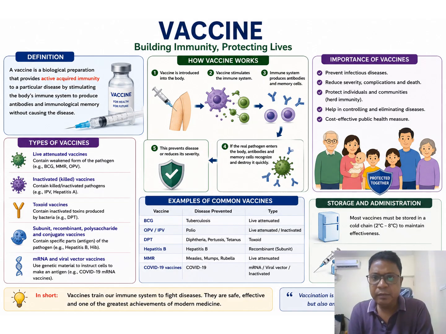So the importance of vaccines: definitely they prevent infectious diseases, reduce severity, complications and death, protect individuals and communities, and help in controlling and eliminating disease. They are a cost-effective public health measure. For storage, the vaccine should always be stored between 2 degrees and 8 degrees centigrade for its effectiveness. So in short, we can say vaccines train our immune system to fight diseases. They are safe, effective, and one of the greatest achievements of modern medicine.